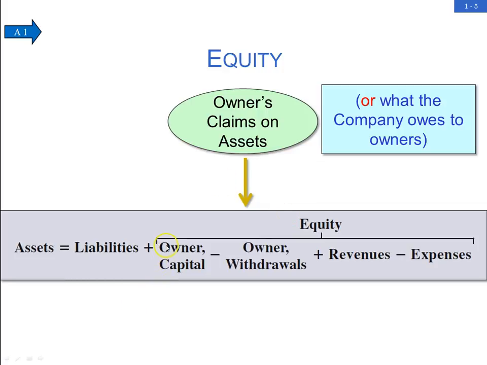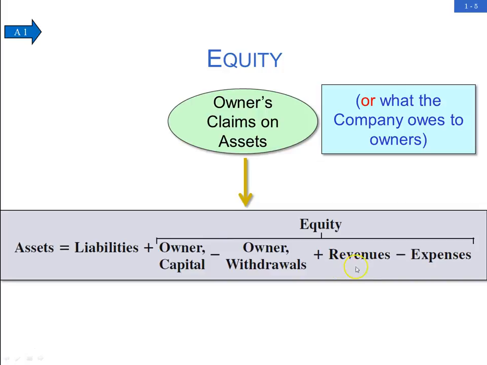Take the same example. If the owner were to invest that $100,000, but the very next day the owner takes out $20,000, well, it's now reduced its own equity, right? The company now only owes the owner $80,000, right? It put $100,000 in, took $20,000 out. So an owner capital investment is an increase to equity, and any withdrawals is therefore a reduction to equity.